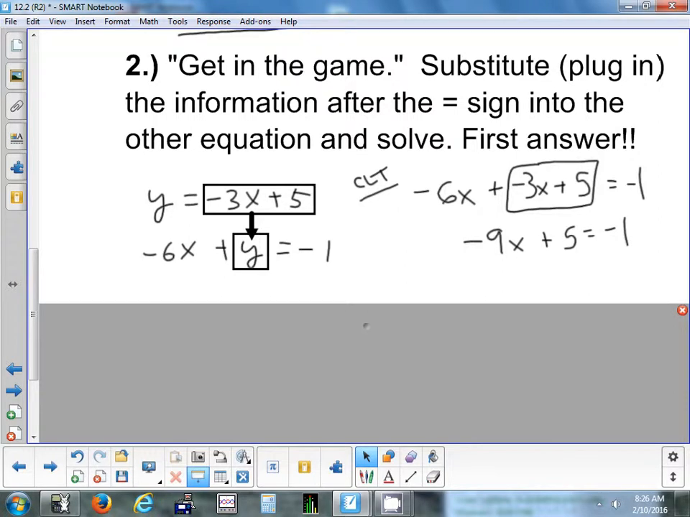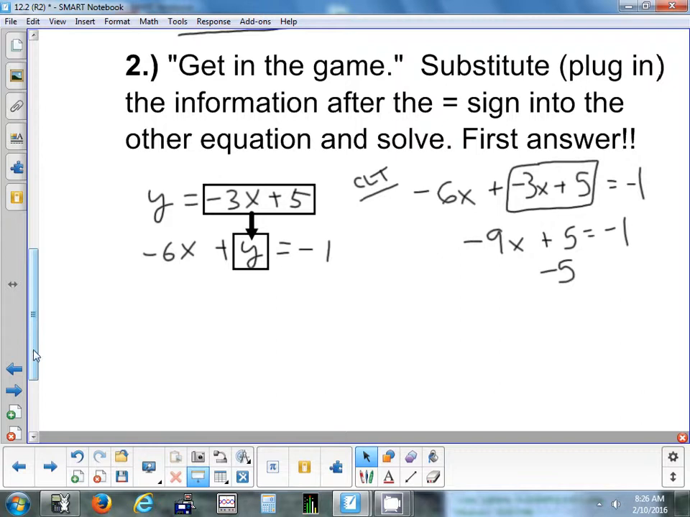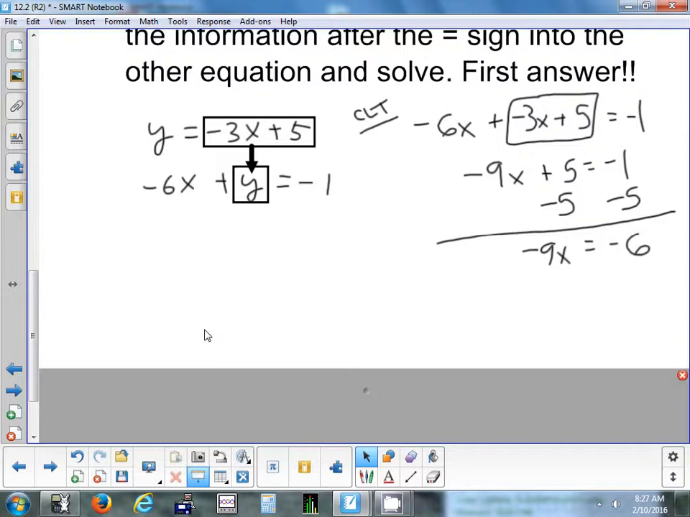Now, what's the next thing I'm going to do? Gage? Minus 5. Minus 5, okay. What else am I going to minus 5? Negative 1. It's going to be negative 6. On the other side, what do I have left? Negative 9x. Victor, last step. Divide by what? Negative 9. Good man.